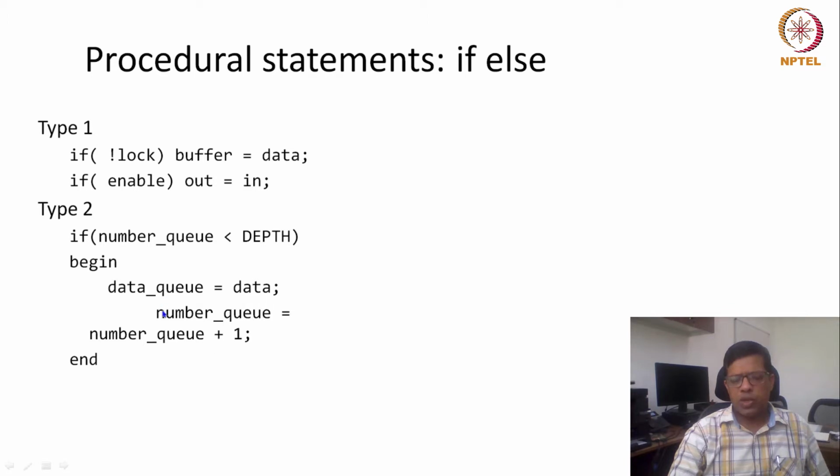The other thing you can also see, for example, here we are saying number q is equal to number q plus 1. That means we don't have the incrementer operand here. That unary operator is not there, so that's why we have to write explicitly that number q is equal to number q plus 1.